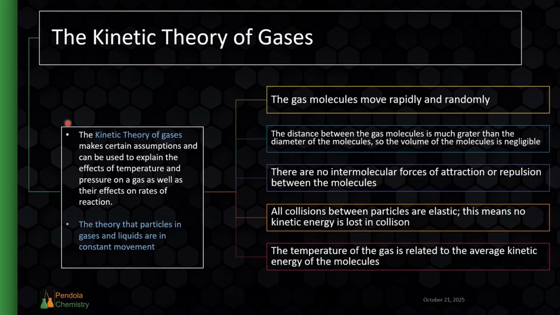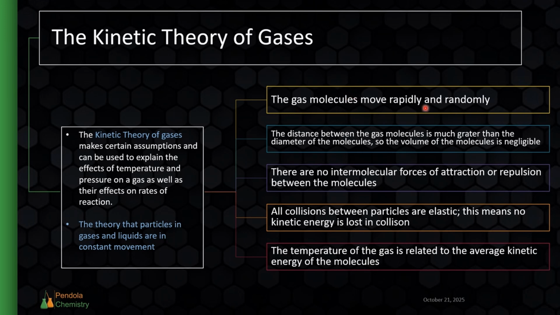The kinetic molecular theory, in its basic definition, is the theory that particles in gases and liquids are in constant movement and in constant motion. And because of that assumption, and because gas particles specifically are always in very rapid movement, we have a few key points that the kinetic molecular theory, or the kinetic theory of gases, makes.